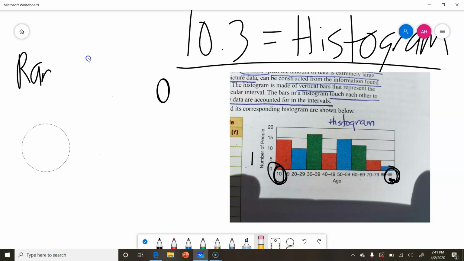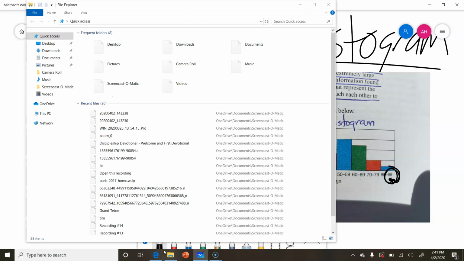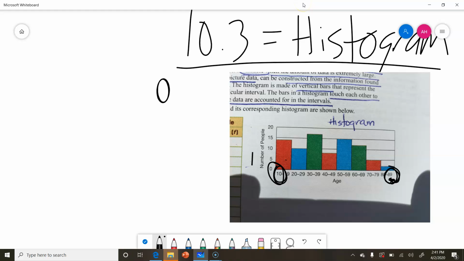Let me erase this. Look at the mode here. There's none that are equal, right? That one's not equal. That one's not equal. That one's not equal. This one's not equal. Because none of these are equal, the mode equals none.